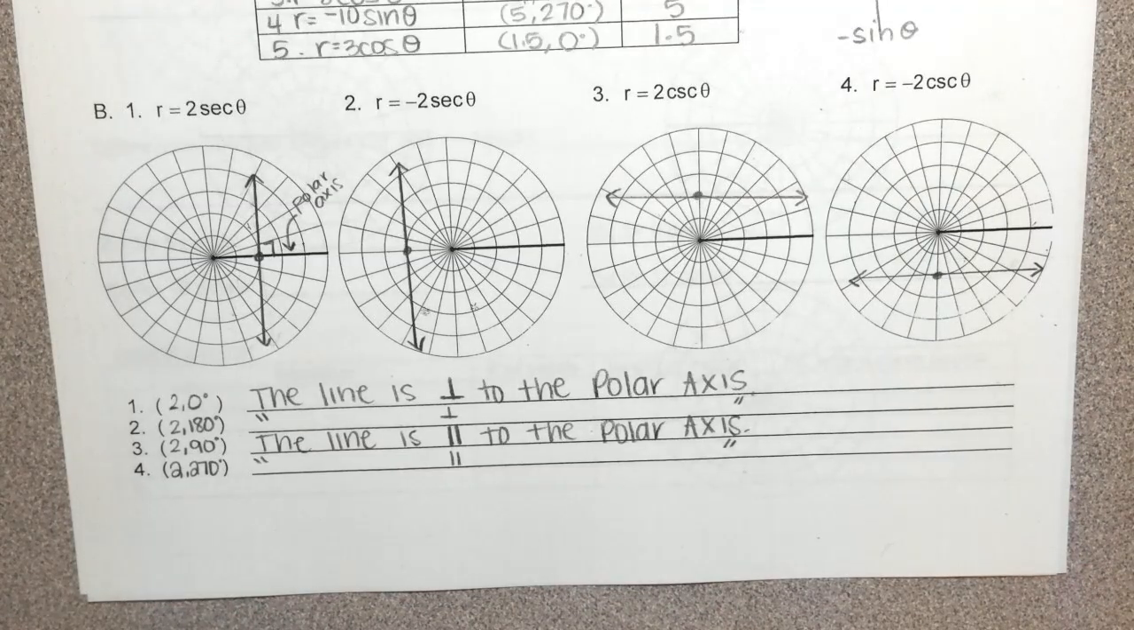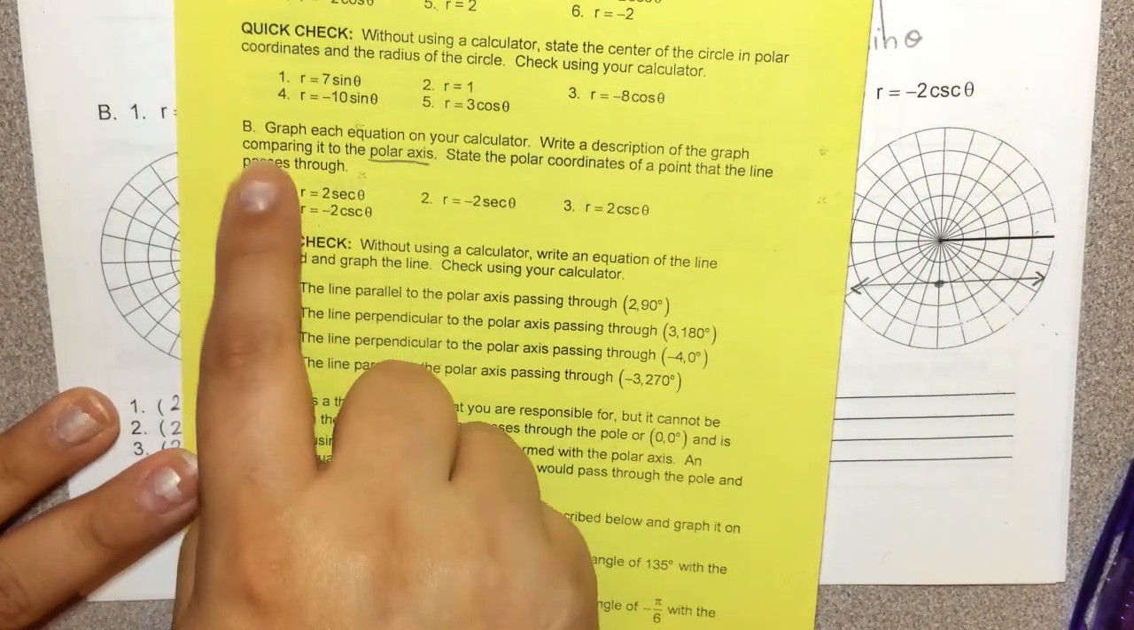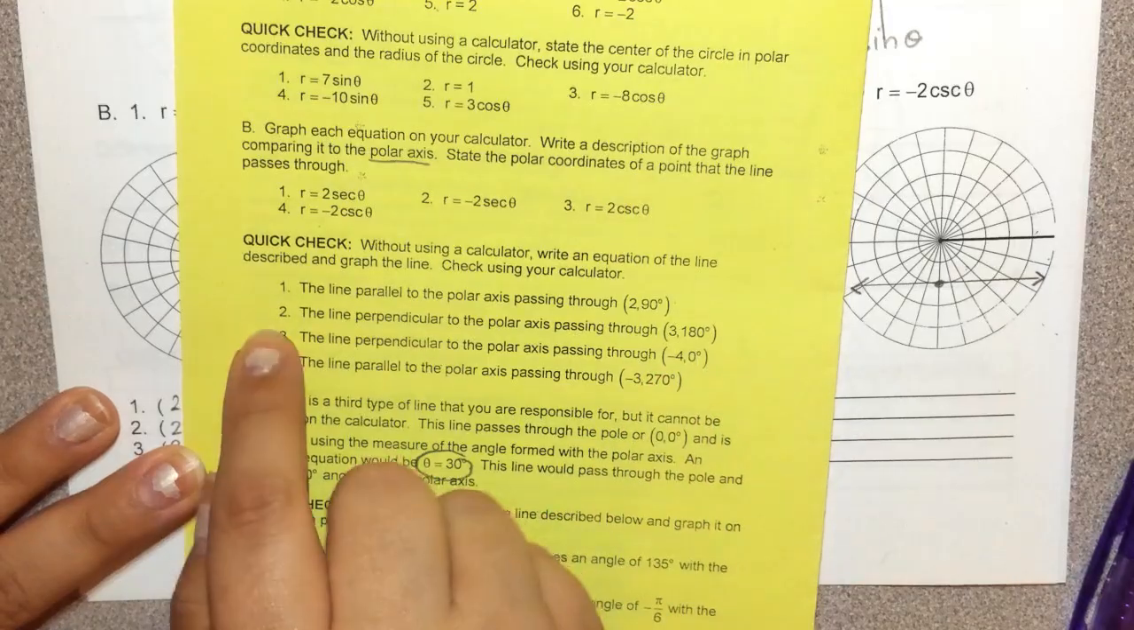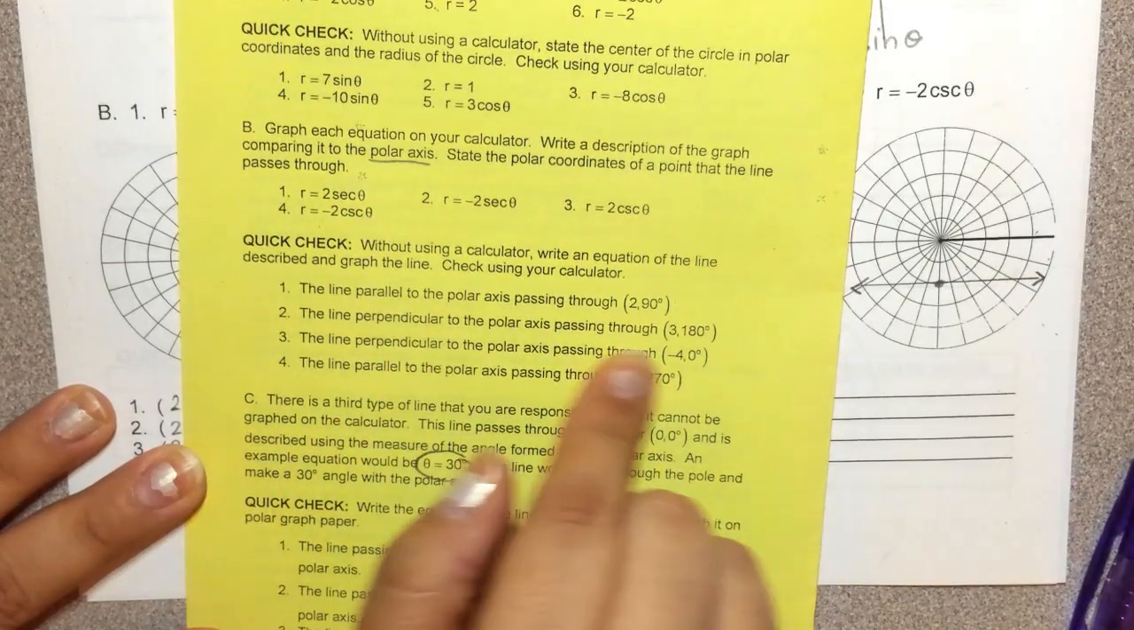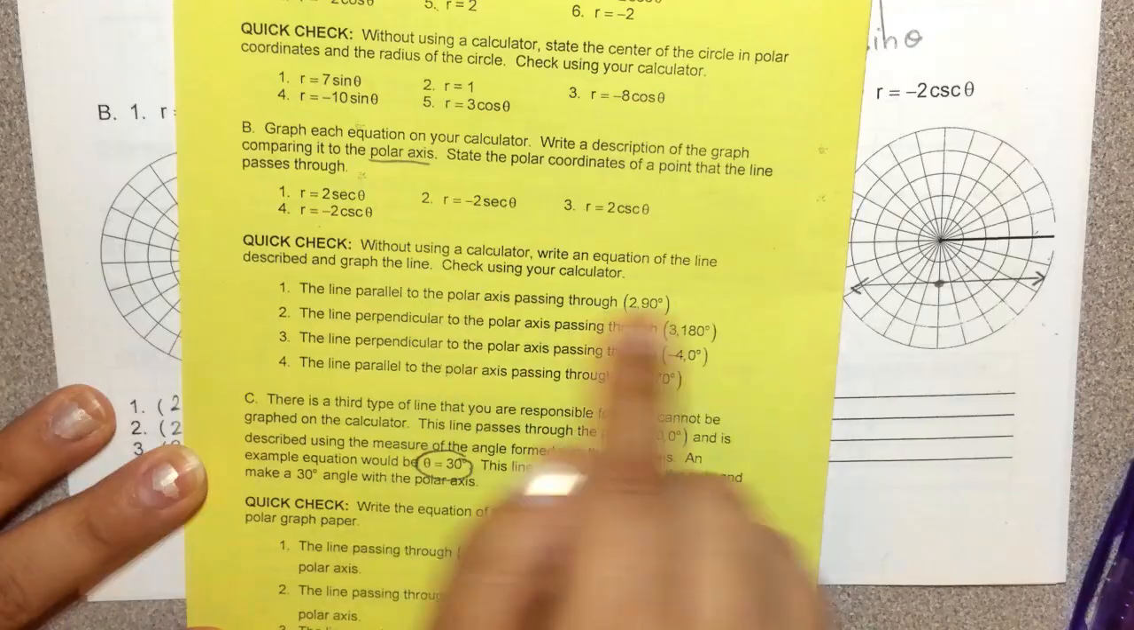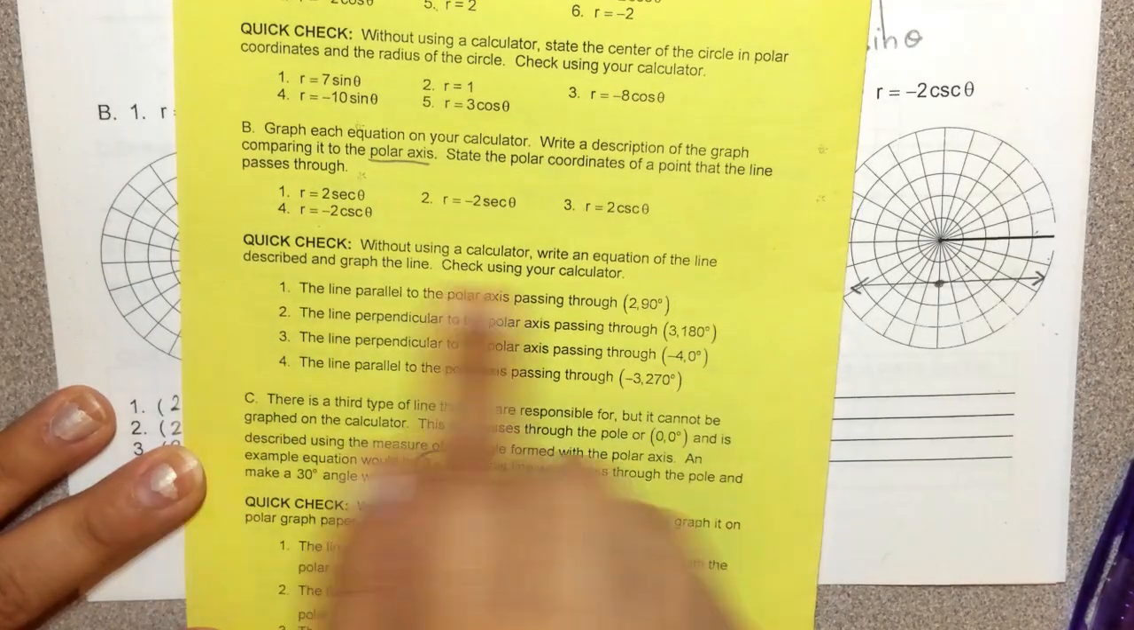When you're done writing this, turn to the next page. And I want you to do B quick check. So here's B. I want you to read these quick checks. You are going to graph them and then create the equation. So on your yellow paper, look at B quick check. Go.